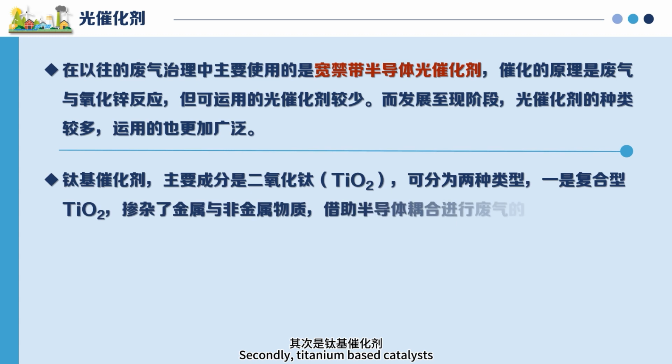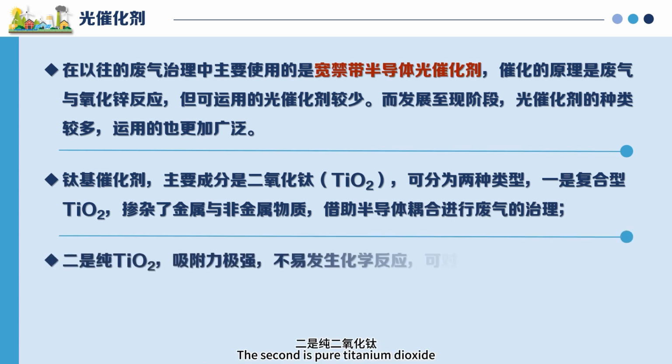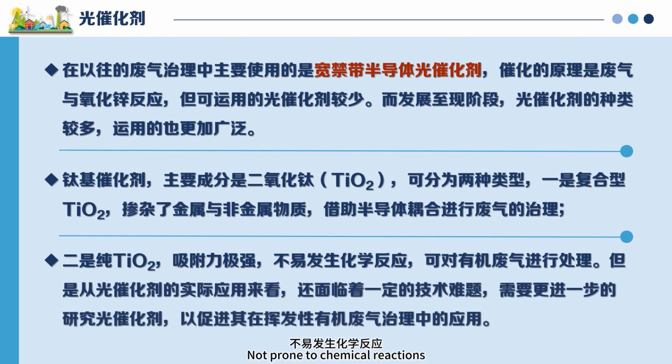there are many types of photocatalysts, more widely used. Secondly, titanium-based catalysts. The main component is titanium dioxide. It can be divided into two types: the first is composite titanium dioxide, doped with metallic and non-metallic substances, utilizing semiconductor coupling for waste gas treatment. The second is pure titanium dioxide, with strong adsorption capacity, not prone to chemical reactions, capable of treating organic waste gas, but from the practical application of photocatalysts, it still faces certain technical challenges. Further research is needed on photocatalysts to promote their application in organic waste gas treatment.